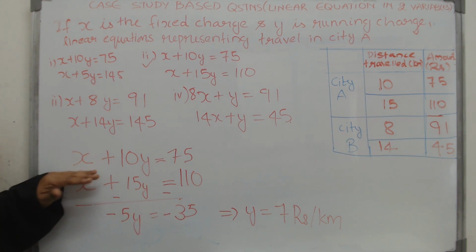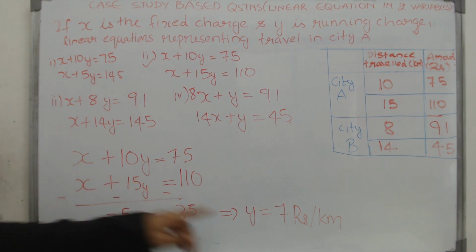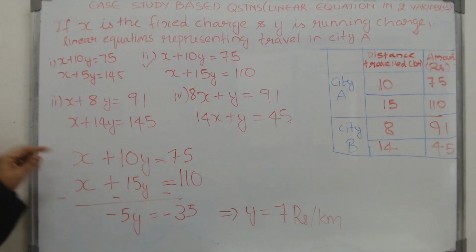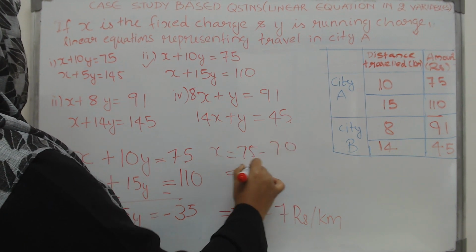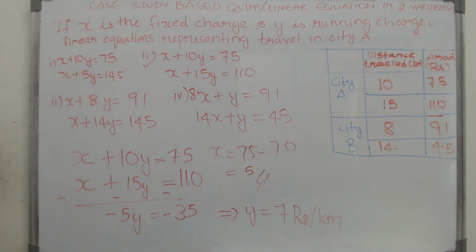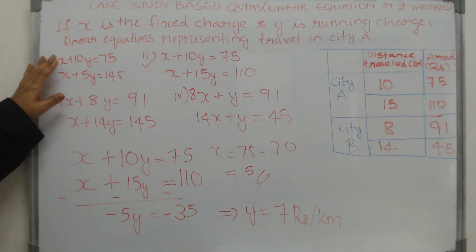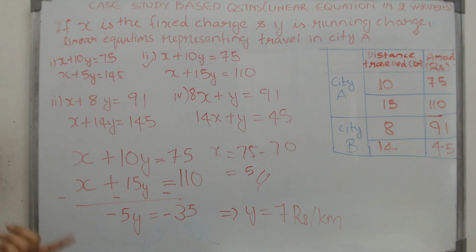But then what is the initial charge? What is the fixed charge? Put the 7 here. You will get x is equal to what? 75 minus 70, which is 5 rupees. So 5 rupees is the initial charge that he has to pay. Now the same thing, let us find out in city B.